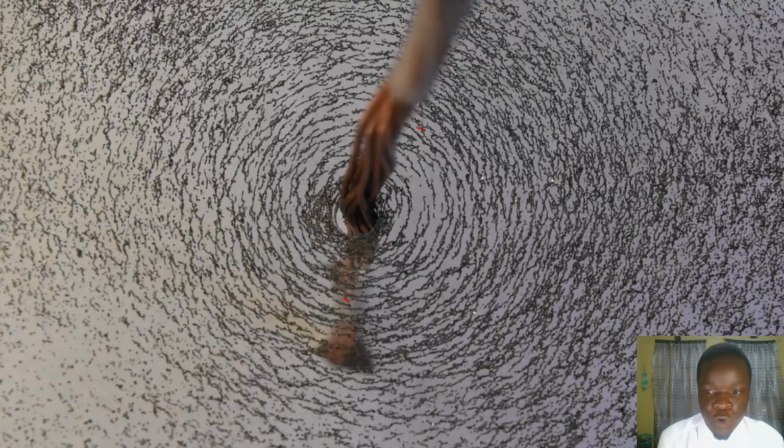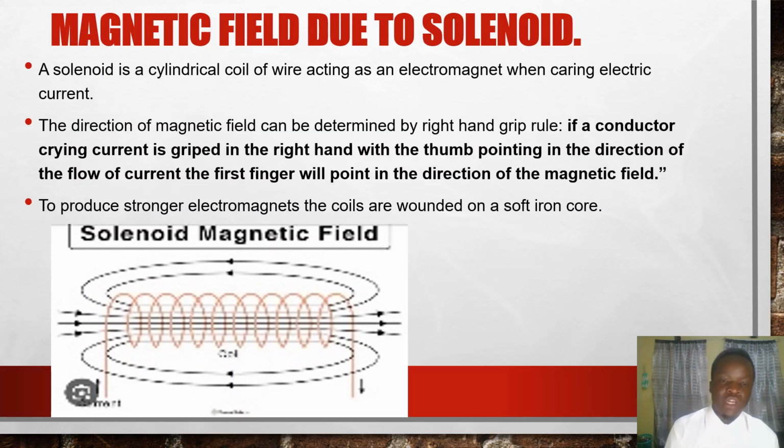As you have seen how magnetic field patterns may look in an experiment, now we are going to look at magnetic field due to a solenoid. The previous one was due to a straight current carrying conductor. Here, what is a solenoid? A solenoid is just a wire that is coiled, may have a core or may not. A solenoid is a serial coil of wire acting as an electromagnet when carrying electric current.